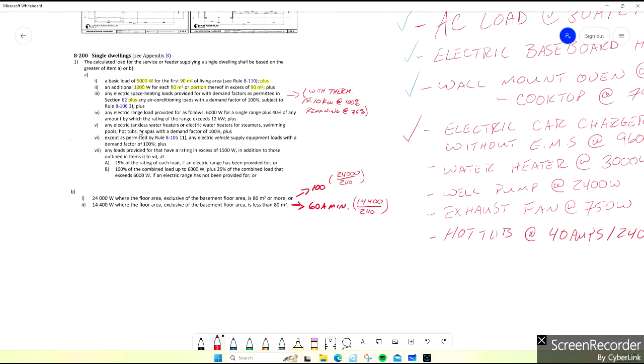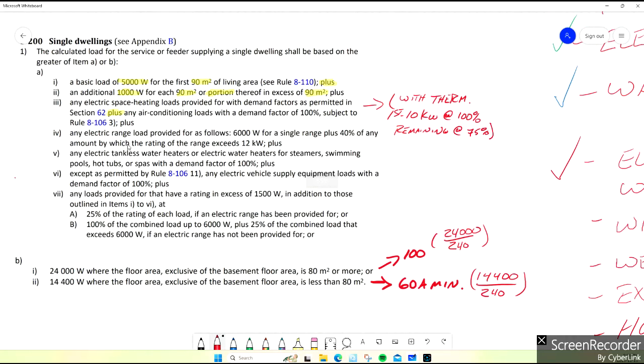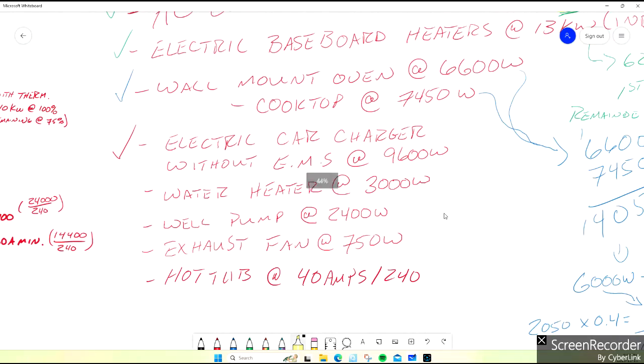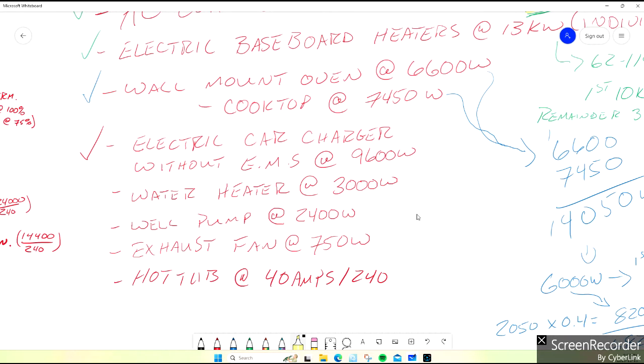Does this say anything about a water heater? No. The only thing it talks about water is in item 5, but it's talking about an electric tankless water heater. So that's going to leave us at item 7, where it says if an electric range has been provided for, which it has been in this case, we will take 25% of the rating of the load as long as it exceeds 1,500 watts. This is how it's enabled right here. Is our electric water heater greater than 1,500 watts? Yes, it is. So we're going to take that 3,000 watts.